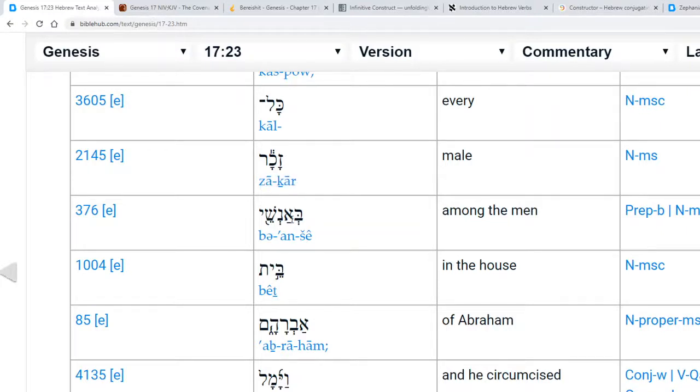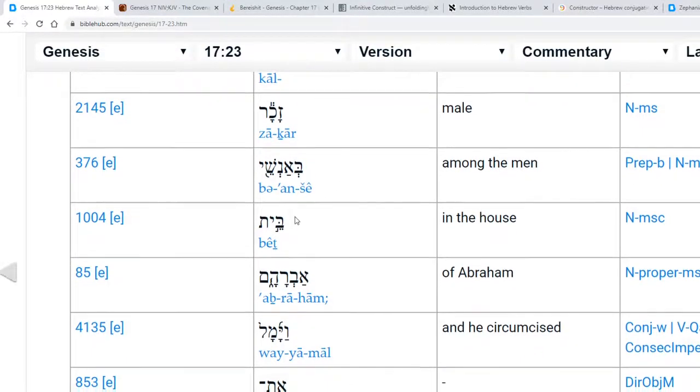Be anshe, prepositional bet. Again, this is in smichut. Anshe beit Abraham. Anashim means men, and anshe is the construct form of it. That's why anashim turns into anshe, beit, house of Abraham. Men of the house of Abraham.